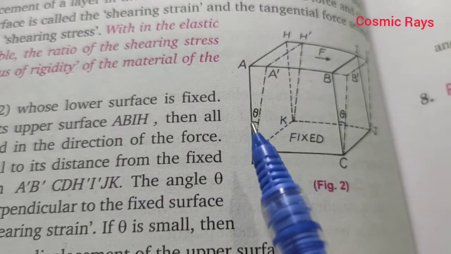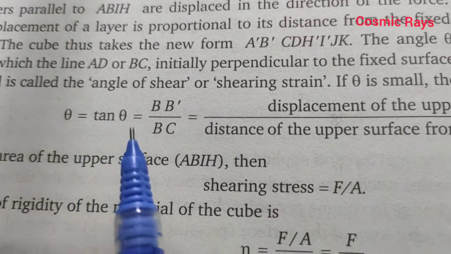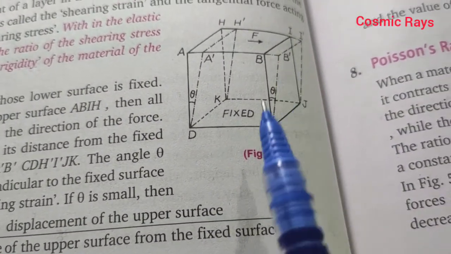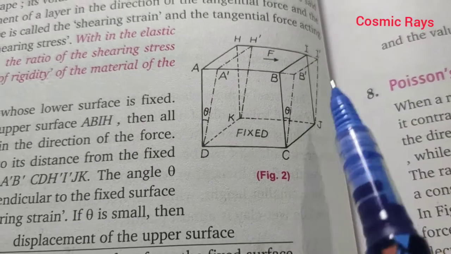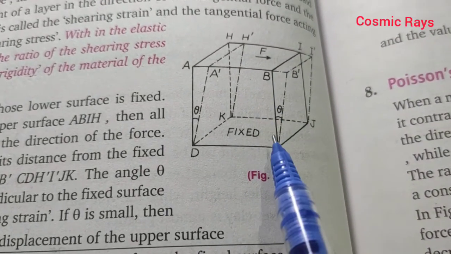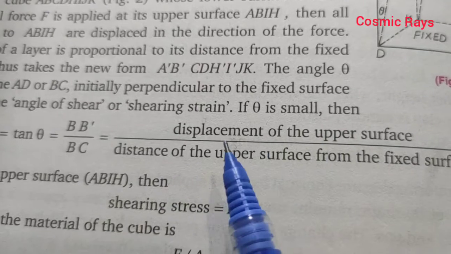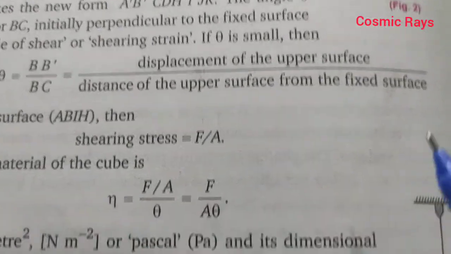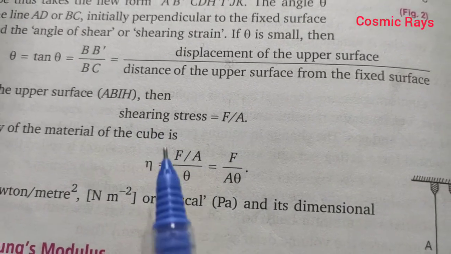So now here we find that there is only a change in the angle, that is theta. So theta is given as tan theta, and that is equal to B prime upon BC, because we know that tan theta is nothing but opposite by base. So that is displacement of the upper surface divided by the distance of the upper surface from the fixed surface. This is basic trigonometry.